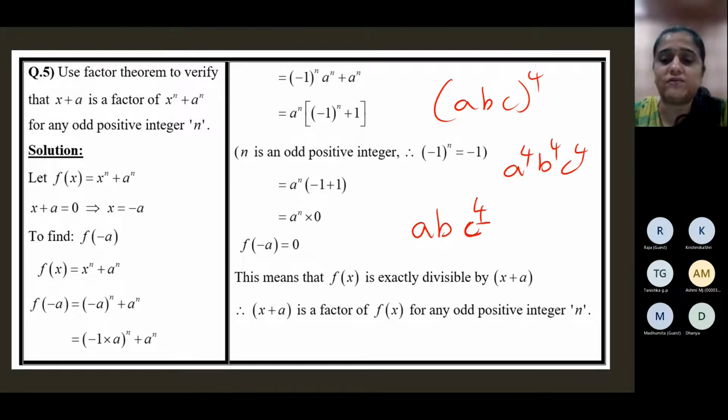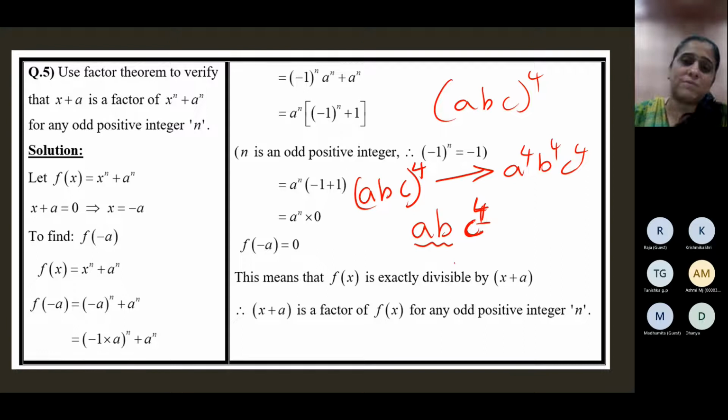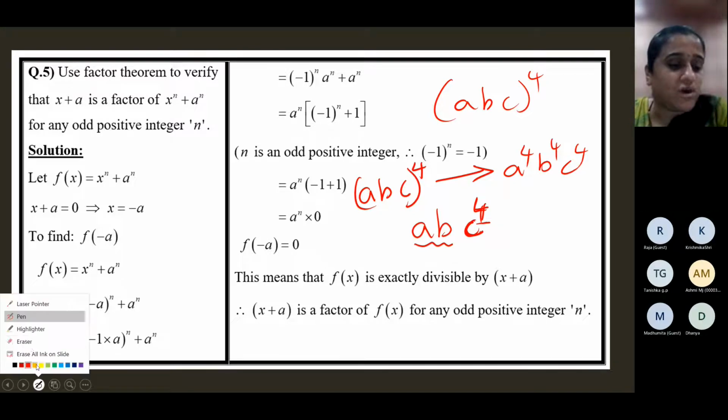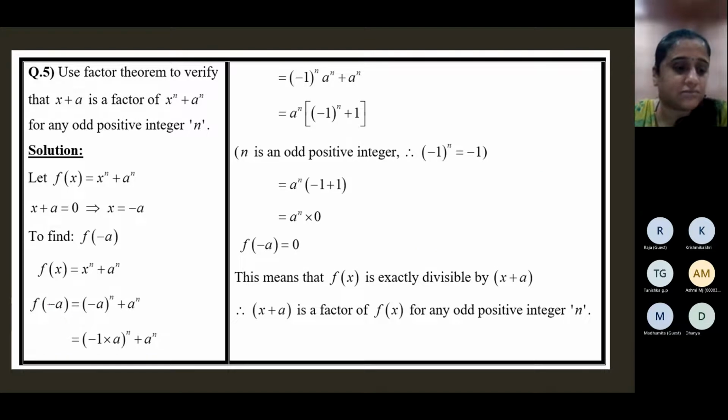ABC to the power 4. This power 4 is only for C. It's not for A and B. This is different. ABC bracket and 4 means A power 4, B power 4, C power 4. So similarly here, minus A to the power n. Minus A we write it as minus 1 into A, the whole power n. So this power n is for both minus 1 and a. So in the next step, minus 1 to the power n into a to the power n plus a to the power n. See it? Minus 1 to the power n into a to the power n plus a to the power n.